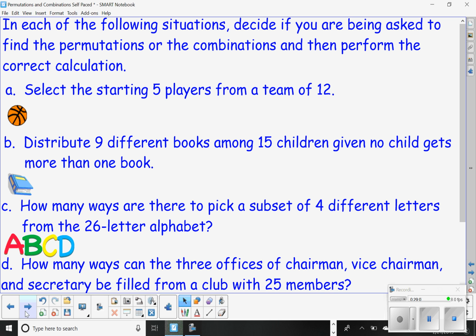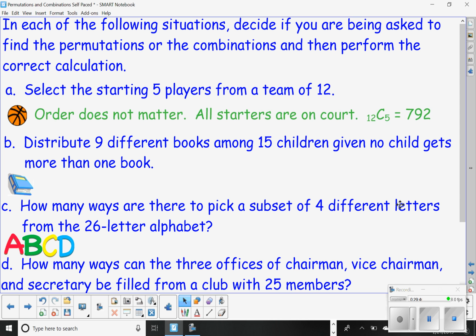Now, in each of the following situations, we're going to decide if we're being asked to find the permutation or the combination, and then perform the correct calculation. So, we need to select the starting 5 players from a team of 12. Now, I know I've got a little basketball there. Ignore the basketball. Pretend it's like 5 kids are going to go out and play tag. I did not say there are any particular positions. So we need 5 players from a team of 12. Does order matter? No. Order doesn't matter.